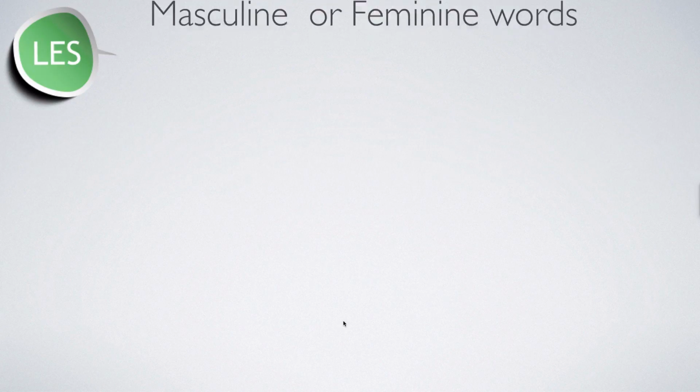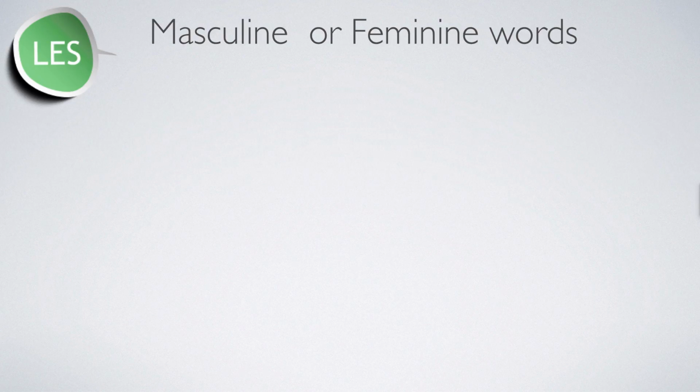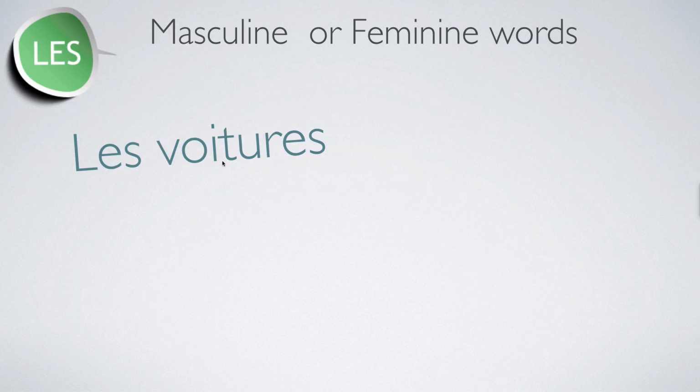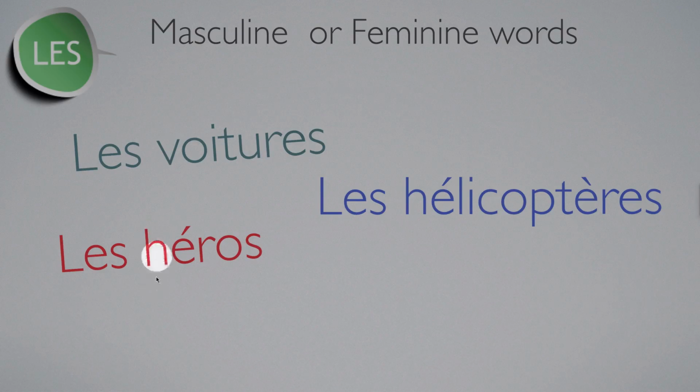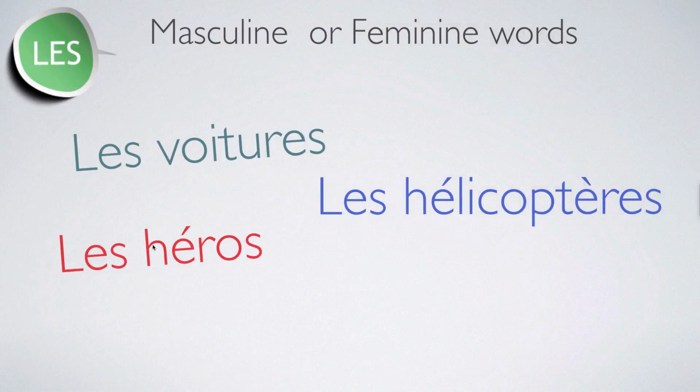Let's speak now about the plural. Les works with masculine or feminine words, whatever the first letter is. So you can say les voitures. Voiture, you remember, is feminine. Les hélicoptères. As you can hear, there is a liaison here, so this H is a plugged H. Les hélicoptères. Les héros. Again, you remember that this letter is an unplugged one, so there is no liaison between the two words, and the correct pronunciation is les héros. Les héros. We can't say les zéros.